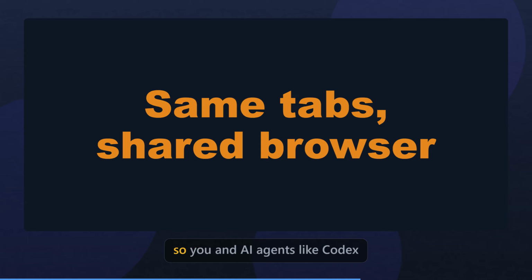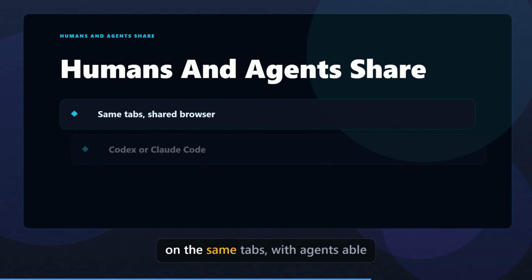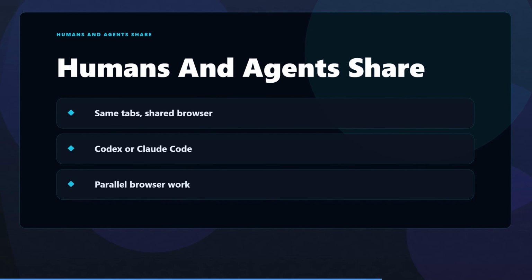Ego-lite is a browser built so you and AI agents like Codex or Claude Code can work in parallel on the same tabs, with agents able to reach your existing logged-in browser state.